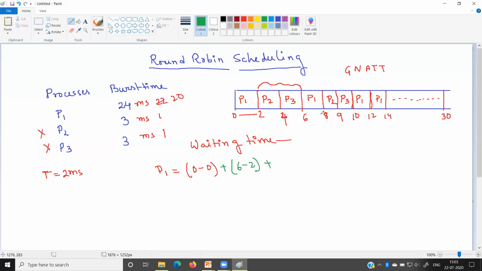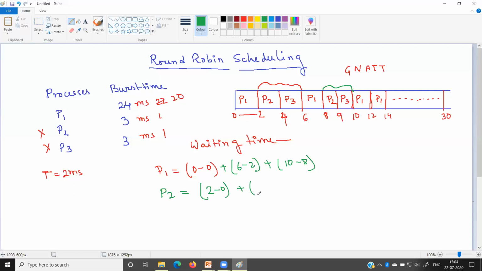Now again, P1 has to wait for this unit time period. What is this time period? This is 10 minus 8. So this is the overall execution waiting time for P1. Now next we will compute the waiting time for P2. P2 starts at 2 and it arrived at time 0. So the waiting time is 2 minus 0.